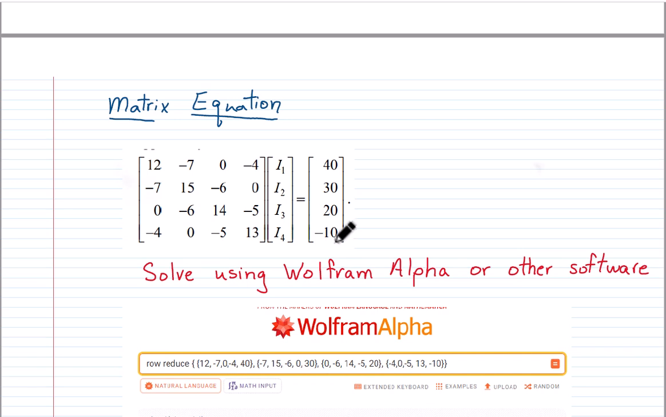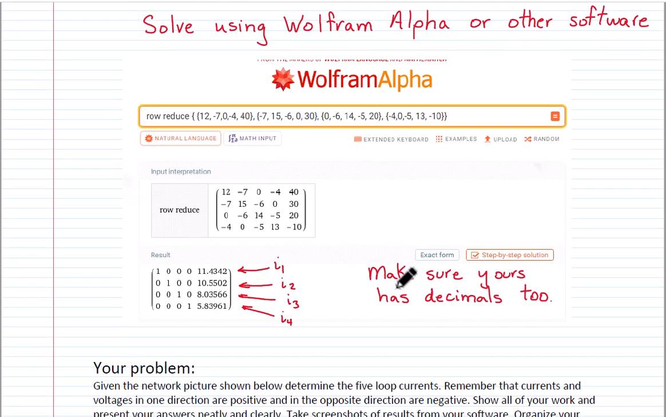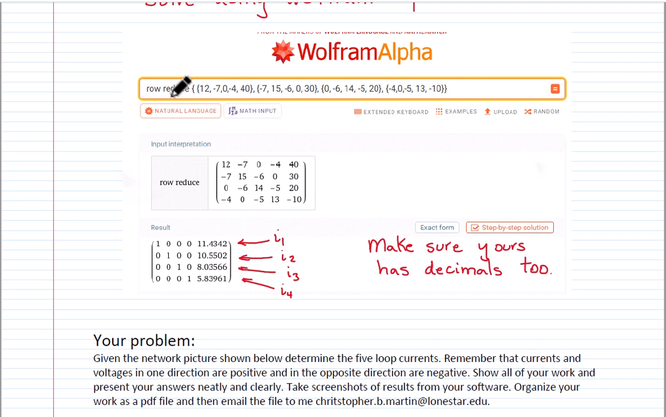Now, you don't have to solve this by hand. Use any kind of software that you like. I solved it using Wolfram Alpha, and you're welcome to do the same. So, it is free. How do you do it? Well, I said row reduce, and then you enclose each of your rows with set brackets, and there's set brackets on the very outsides to generate your matrix.